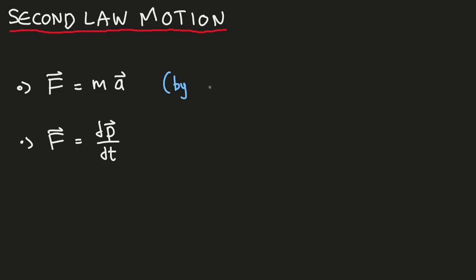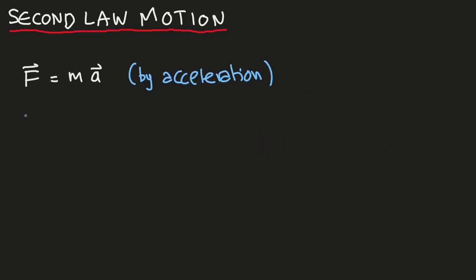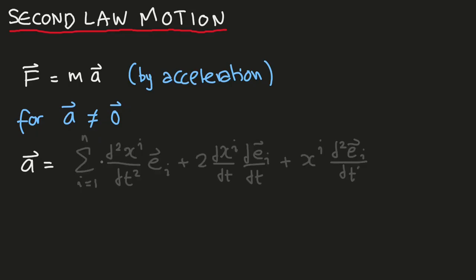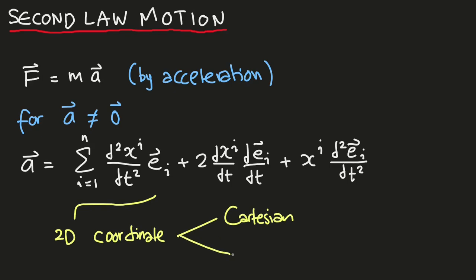So that means we will have two definitions: m multiplied by acceleration is the acceleration definition, and the first derivative of p vector is the momentum definition. But in this video, we will focus on m multiplied by a vector. Now if a vector is a non-zero vector, we will have the expansion just like before. As an example, I will give you 2D coordinates, which are Cartesian and polar, for only this video.